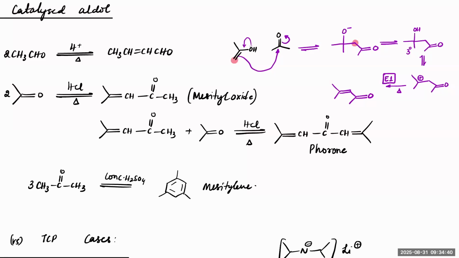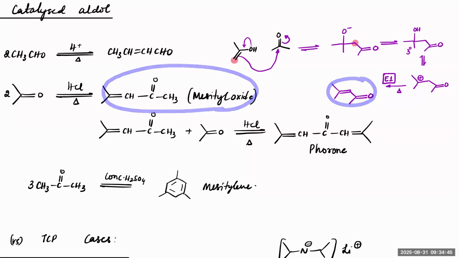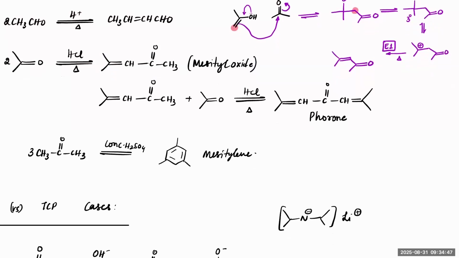The first product which has been formed, this one, is called mesityl oxide. Now, if the mesityl oxide is treated with one more mole of aldehyde, one more mole of ketone, this part of the carbon will also convert into a double bond form, and this is called phorone. It is forming an aldol on both sides. So that is called phorone. So remember the structures: what is mesityl oxide and what is phorone.